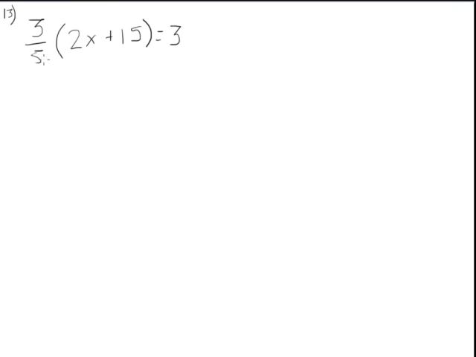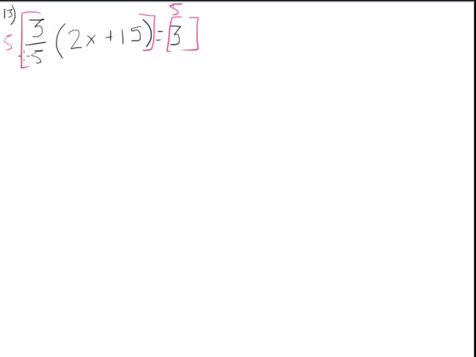Alright, here I have 3 over 5 times, in brackets, 2x plus 15 equals 3. I'm going to multiply here each term by 5. Here by 5, and I multiply this here by 5. Notice that I multiplied this whole term by 5, and I didn't break it up. Like, I didn't have a bracket here and a bracket here and multiply it by 5. If there was a plus sign or a negative sign that separates these two terms, then I would do this. But since there is no addition or subtraction, this multiplication is seen as one term, so I would just multiply this whole thing here by 5.